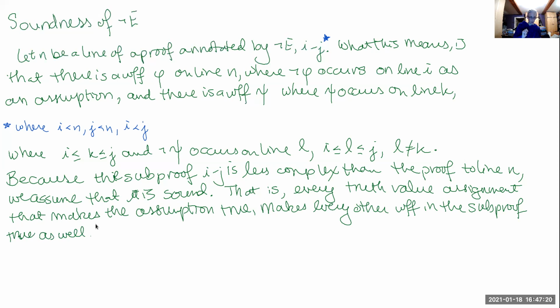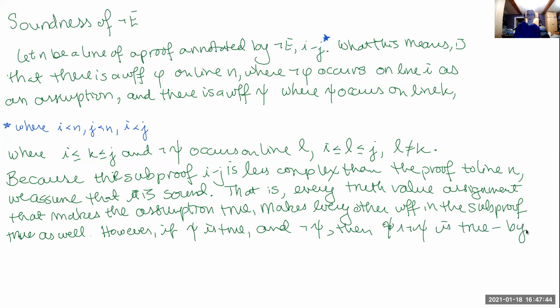But now you can already see where the problem is going to be. So if psi is true and not psi is true, well, then their conjunction, psi and not psi, is true. And you can see this just by inspection of the truth tables. If you have two true conjuncts, you put them together into a conjunction, you get a true conjunction. We saw this when we proved the soundness of conjunction introduction.